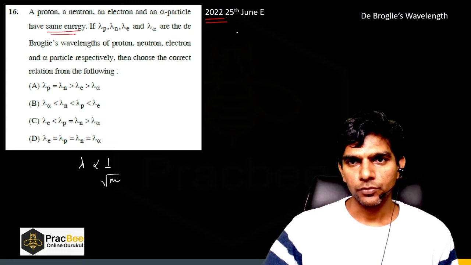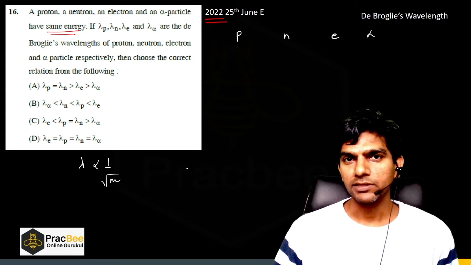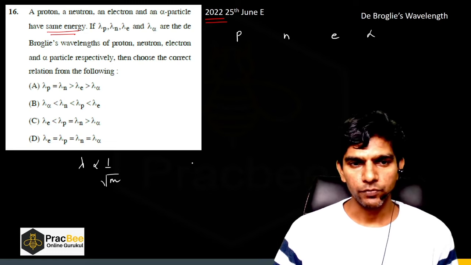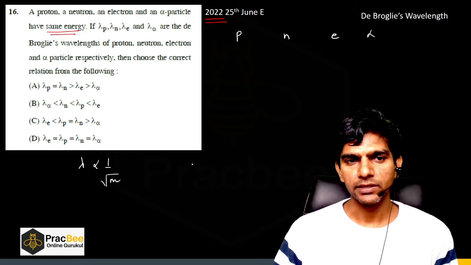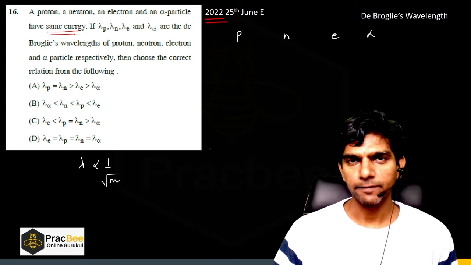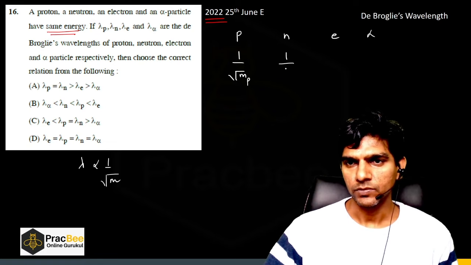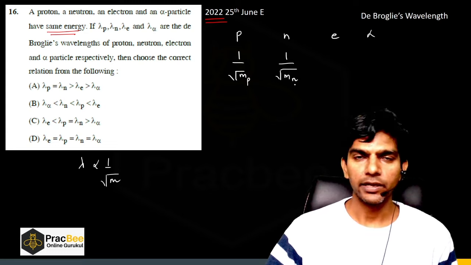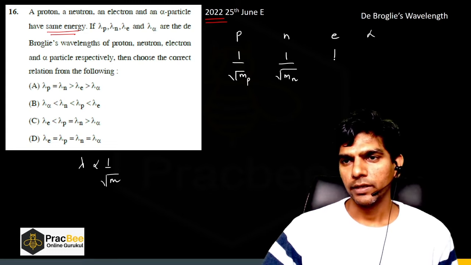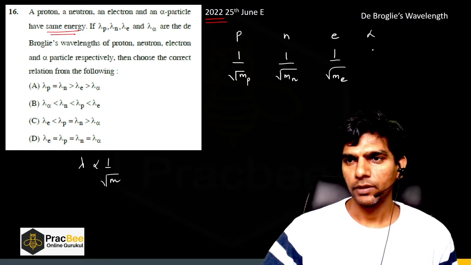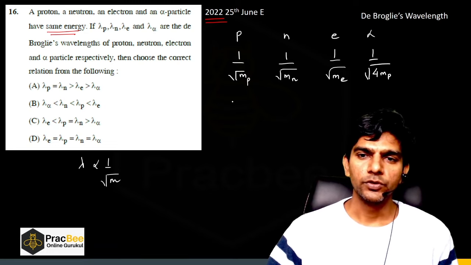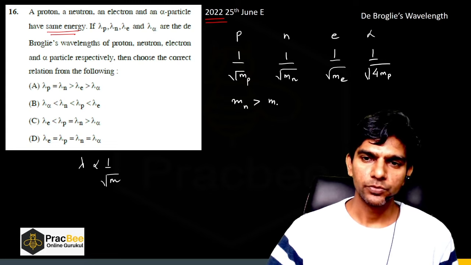Right? So for proton, then we have neutron and electron, and then we have alpha. Smaller the mass, greater the lambda. And we want to write this in increasing order. So it will be 1 upon root mp, and this will be 1 upon root mn, where mn is the mass of one neutron, and this will be 1 upon root me, and this will be 1 upon root 4 mp. Can you see, we know that the mass of neutron is greater than mass of proton.